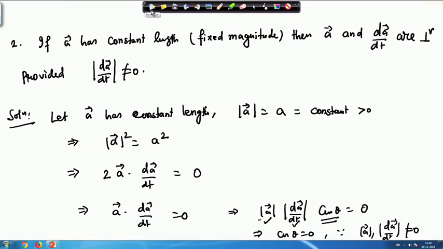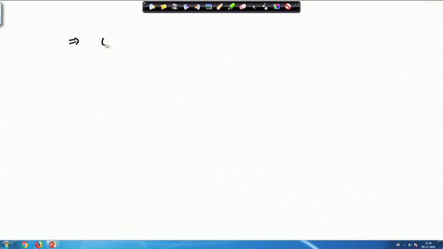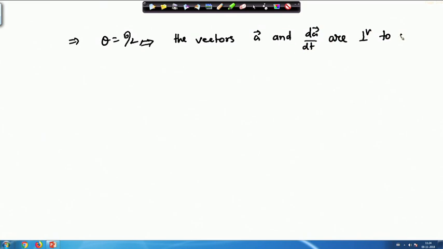So, let's go to the next slide. From here, what we basically get is theta equals pi by 2. This implies that the vector A and the vector dA/dt are perpendicular to one another.